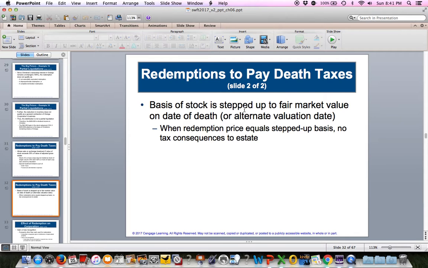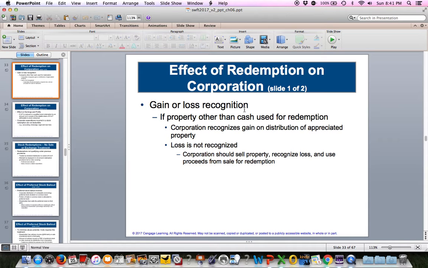Basis of stock is stepped up to fair market value on date of death, so when redemption price equals stepped up basis there are no tax consequences to the estate. The gain or loss recognition: if property other than cash is used for redemption, the corporation recognizes gain on distribution of appreciated property, and a loss is not recognized.